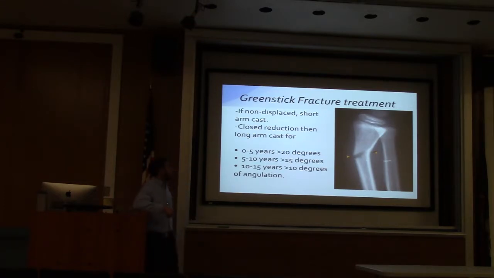It depends on the angulation according to the age. If it's 0 to 5, the acceptable angulation is less than 20. For 5 to 10, more than 15, or 10 to 15 years old, more than 10, they need closed reduction and a long arm cast. Because the younger kids have more time for remodeling, you can accept more angulation. After that, they follow up with orthopedics.